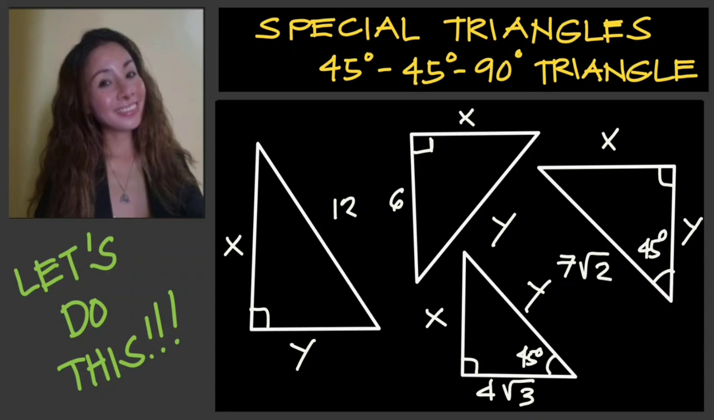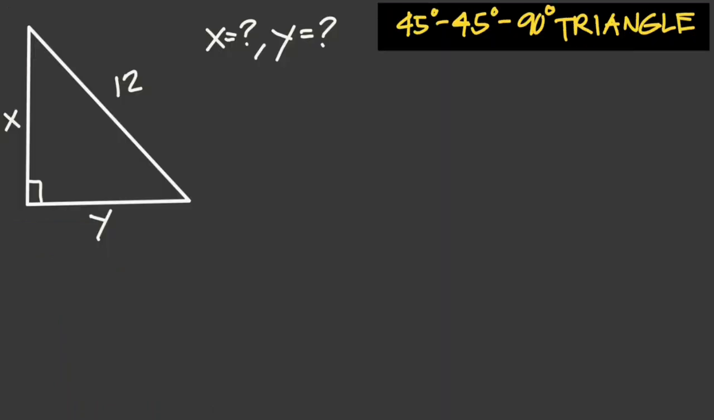In this video, we will discuss the 45-45-90 triangle. This 45-45-90 triangle is a special type of isosceles right triangle where the two legs are congruent to one another and the non-right angles are both equal to 45 degrees.